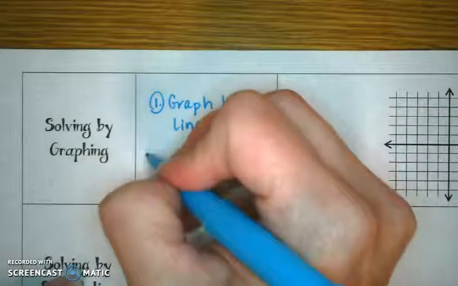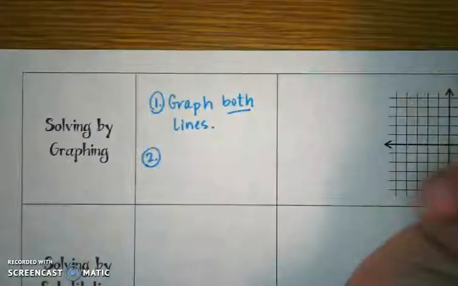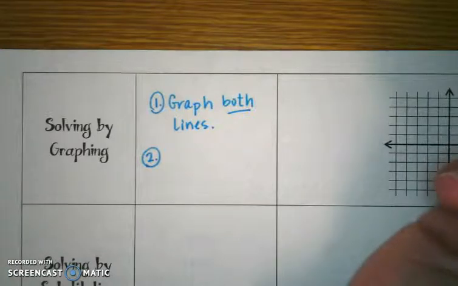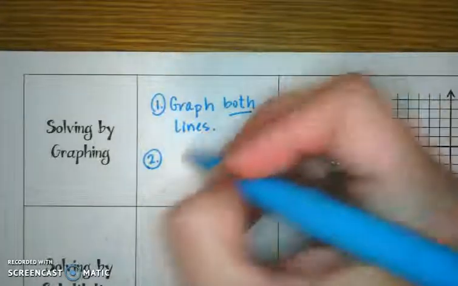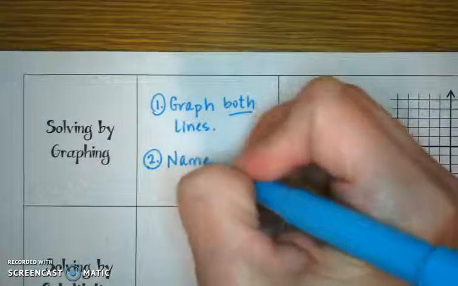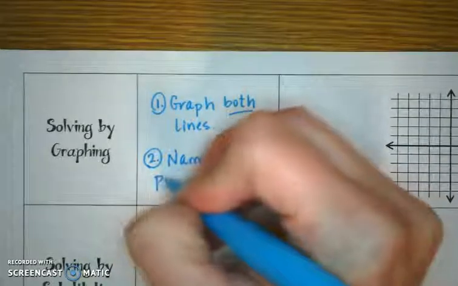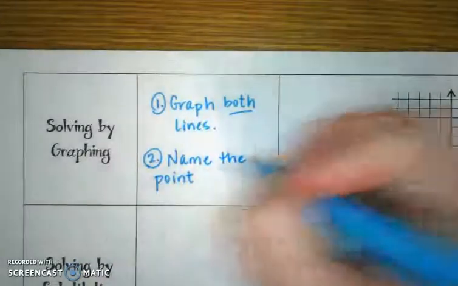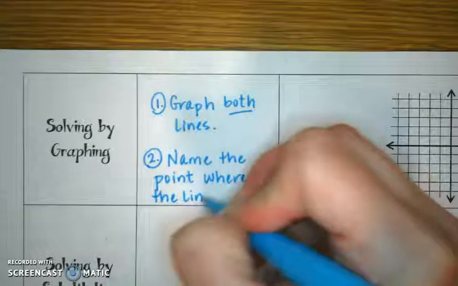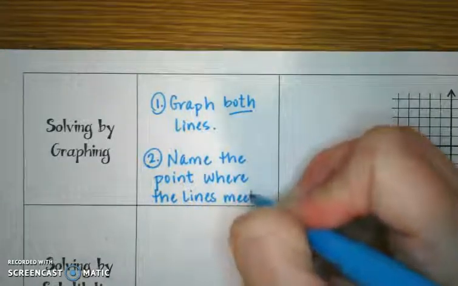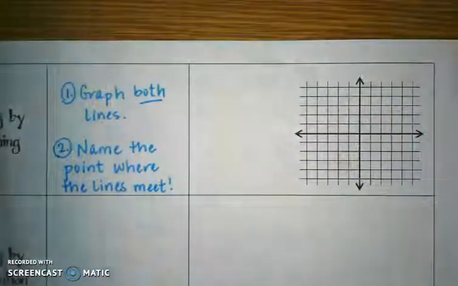All right. Then step 2 is if they meet, we will name the point where they meet. If the lines are parallel, it would be no solution. And then if the line ended up being the same line, that would be an infinite number of solutions. So we're going to graph both lines, and then we are going to name the point where they meet, if they do. So name the point where the lines meet.